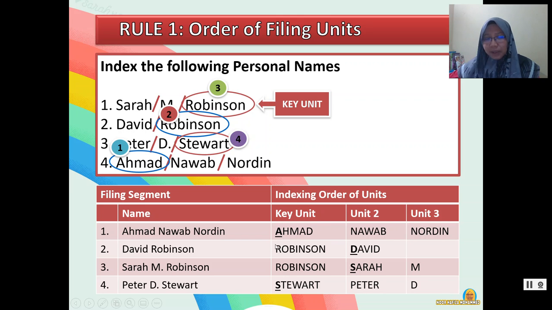A started first and then R and R. Because we have the same R, we need to take a look at the second unit. You can see here D and S, so D first and then S, and lastly is S, is Stewart. So this is how you are going to arrange the order of the filing units for personal names.